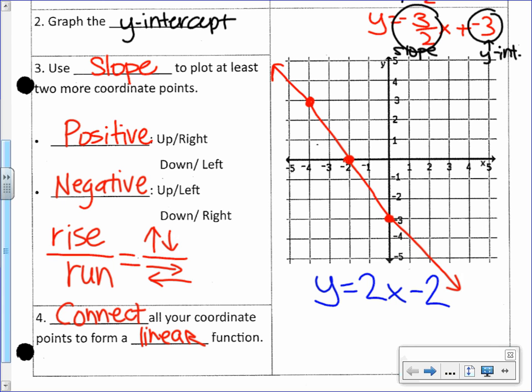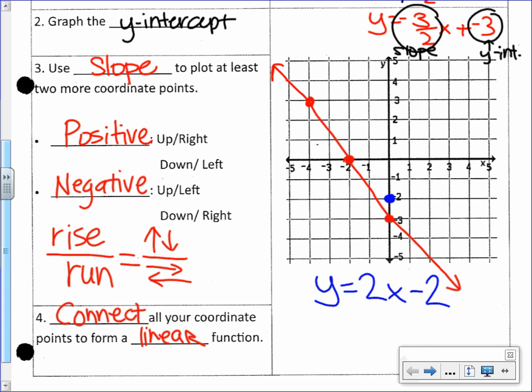Well, what's the y-intercept right now? -2. Good catch. So, I'm putting my first dot at -2. Always graph your y-intercept first. Any questions about that dot? All right, Hudson, is my slope negative or positive? Positive. So I'm going to follow these 2 steps.